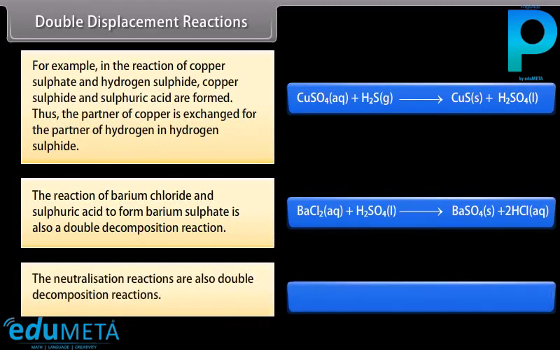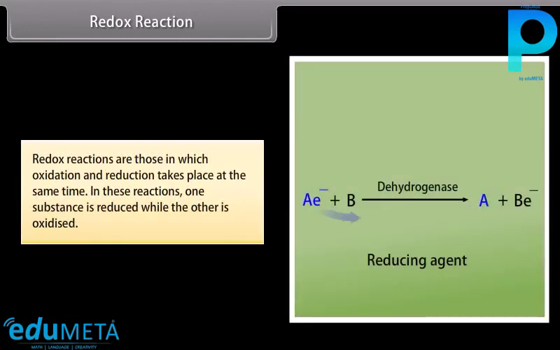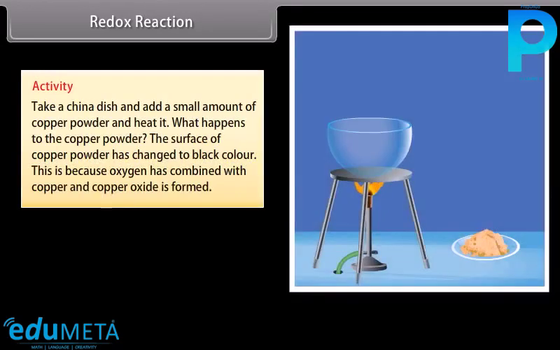The neutralization reactions are also double decomposition reactions. Redox reaction. Redox reactions are those in which oxidation and reduction take place at the same time. In these reactions, one substance is reduced while the other is oxidized. Activity. Take a china dish and add a small amount of copper powder and heat it.